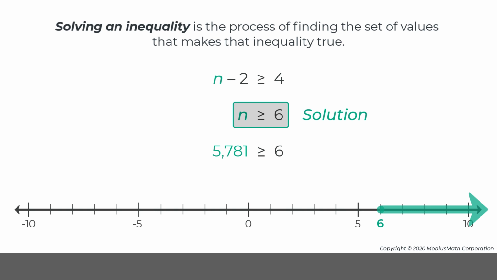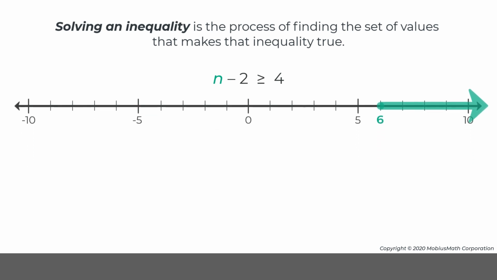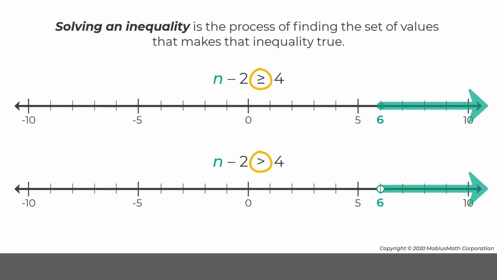Note, this graph changes slightly for the inequality n minus 2 is greater than 4. For this inequality, n equals 6 does not make this inequality true, but every point to the right of n equals 6 does. So, the starting point for the shaded arrow at n equals 6 is left open to show that every number greater than but not including n equals 6 makes this inequality true.